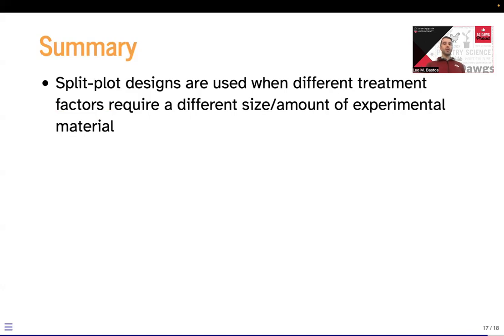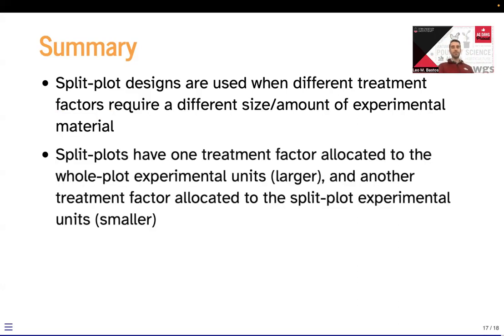So just a summary here. We use split plot designs when we require different amounts of experimental material. This is most commonly area to apply the different treatment factors in a study. So the levels of the treatment factor that requires more area are applied to the whole plot experimental units. And the levels of the treatment factor that requires less area are randomized on the experimental units that are smaller, so the split plot experimental units.